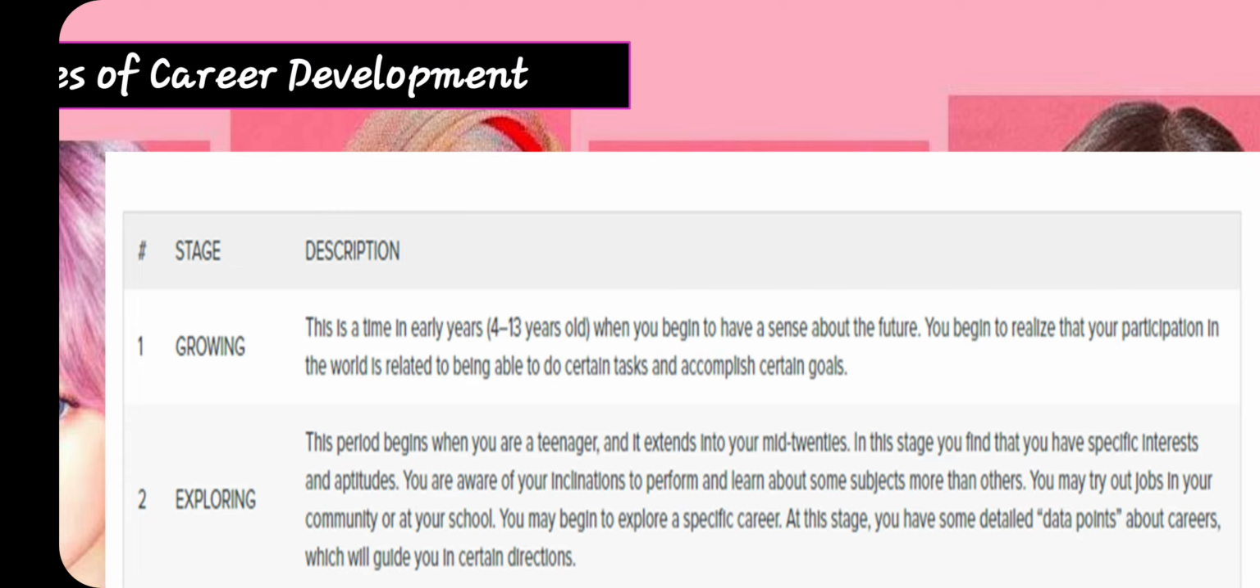So in this early age, dyan na edad, nagsisimula na kayo to think, to enlighten, to realize that I have a purpose in this world, and that purpose will surely exist in the near future. 'Di ba? Ganyan. So that is the very first stage of career development, which is growing.